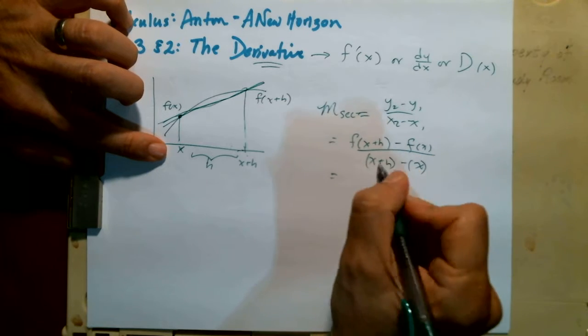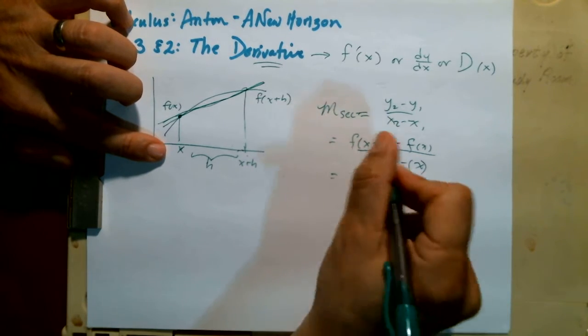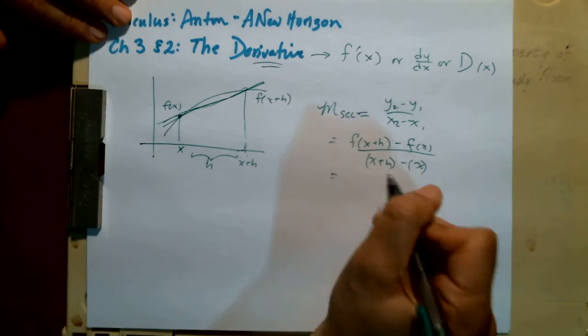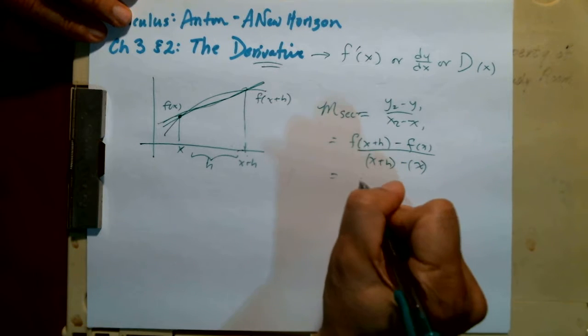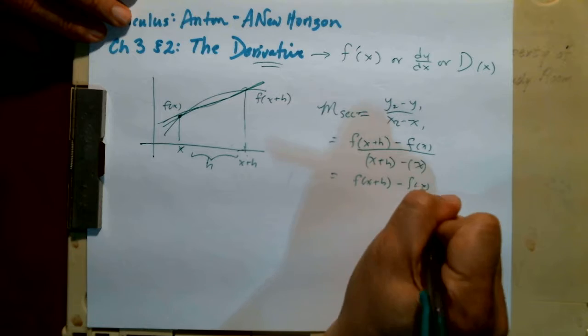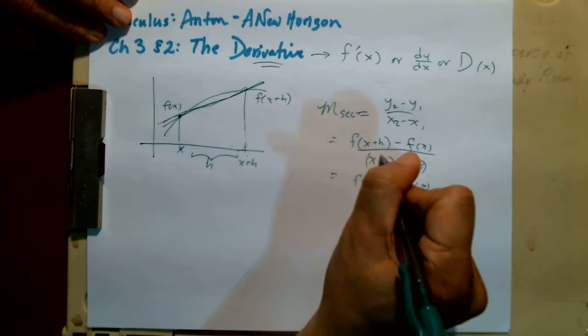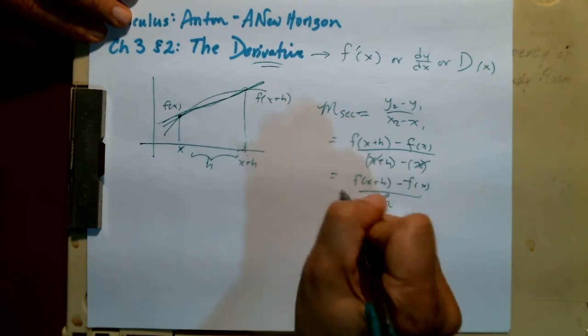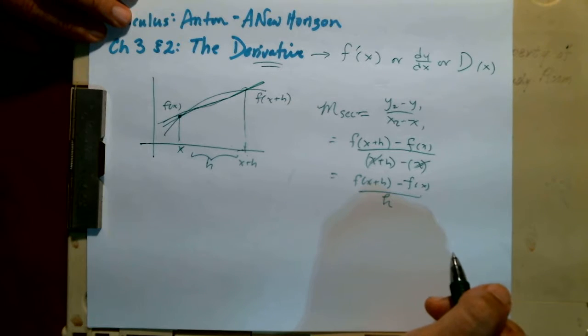If you notice, simplifying the denominator, you end up with f of x plus h in the numerator minus f of x, divided by, the x's cancel, you end up with just h. That's the secant slope.